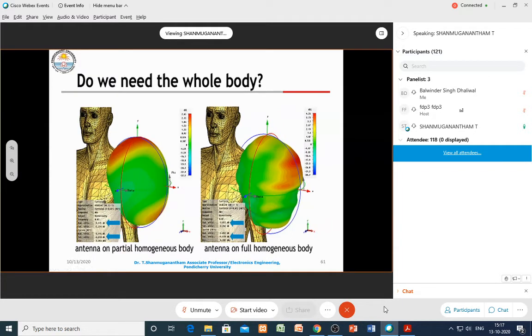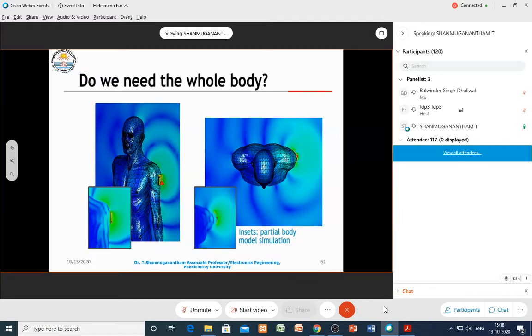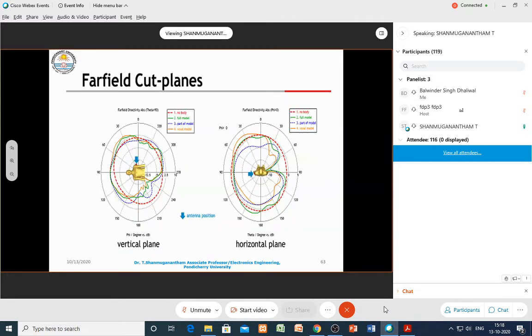And then when the partial homogeneous body was considered, and when the full homogeneous body was considered, you can see the improvement here. You can see this is only 2.46 here, and 4.25. So the maximum gain is obtained when considering the full body, and this is also the current distribution of the partial as well as the full body from the simulation. And this is the radiation characteristics of the partial as well as full body, in the vertical as well as horizontal plane, for these four conditions.